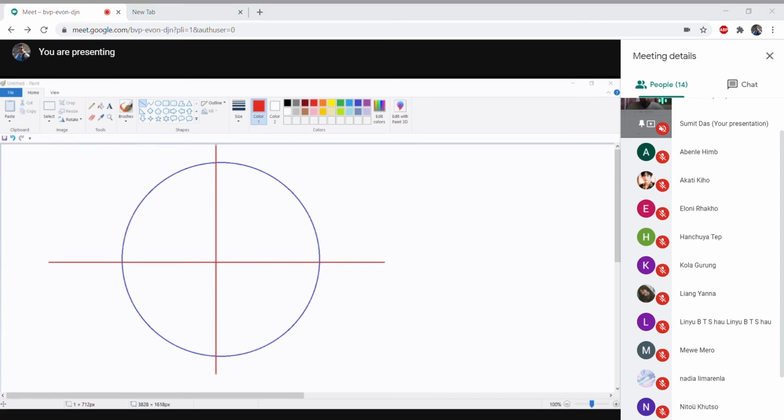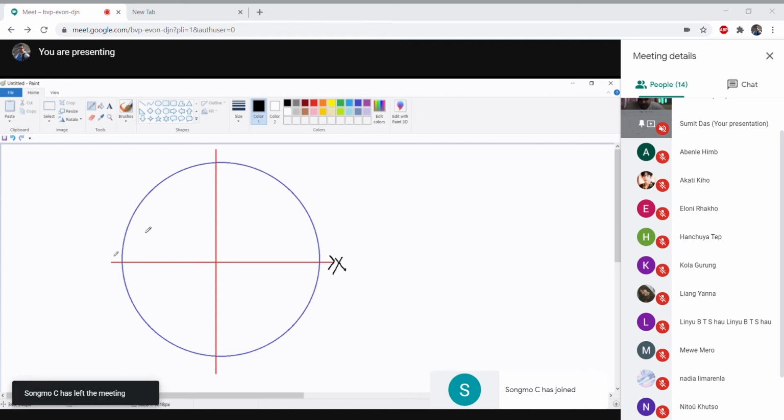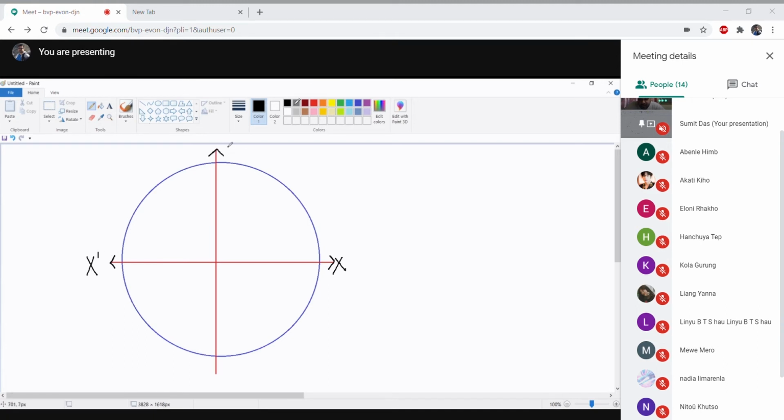Okay, so what I was saying, that this is the x-axis, this is the y-axis. Okay, this is x, this is the negative x-axis, and this is y, and down is negative y, right?